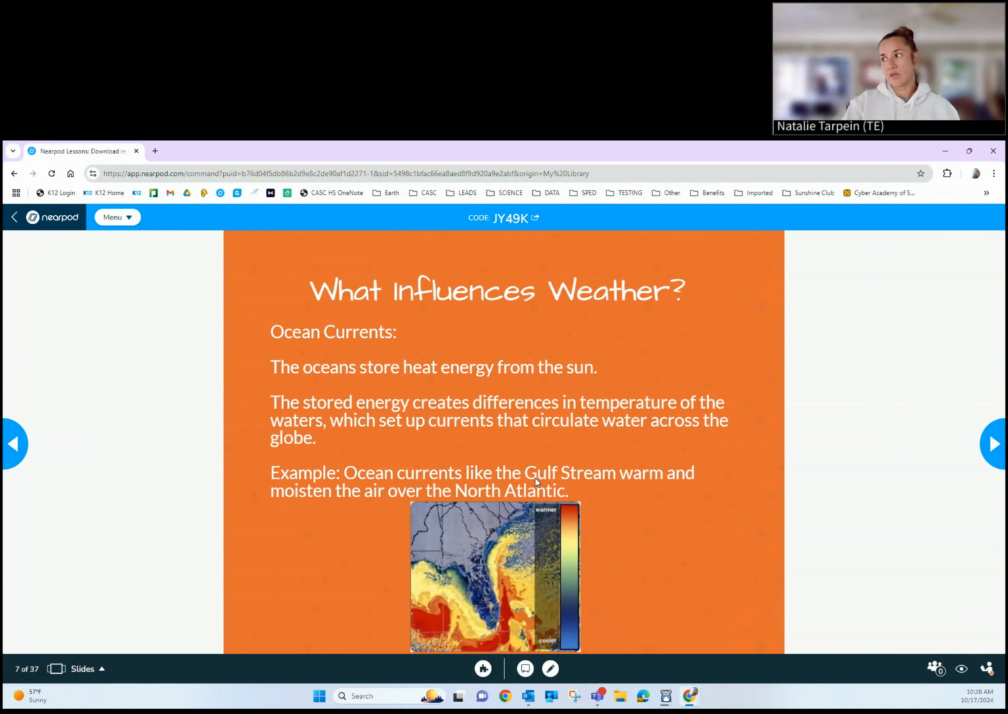For example, the Gulf Stream is warm and it moves that warm, moist air into the North Atlantic. So basically from the tip of Florida, it goes up along the coast, and even further up than what this picture is showing. It goes up to much colder areas and helps distribute some of that heat.